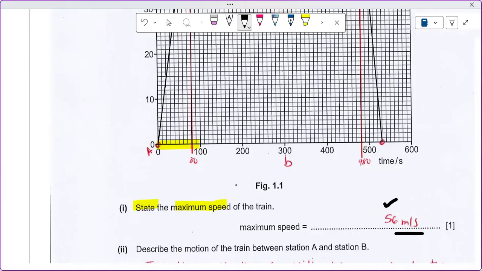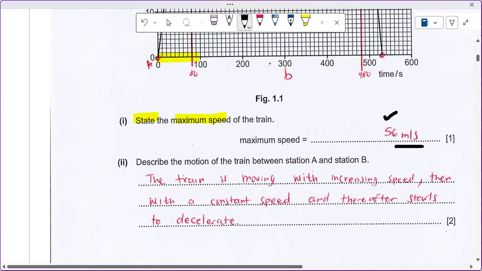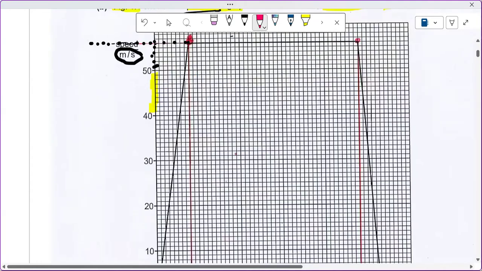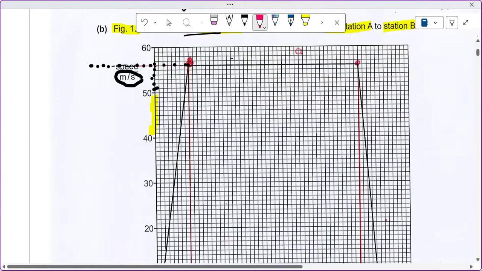All right, then comes the regular questions. Here, the command word is describe. So I look at the command word and I look at the number of marks. That means my description should be worth 2 marks. They told me to describe the motion of the train between station A and station B, which means from where it came from to where it went.